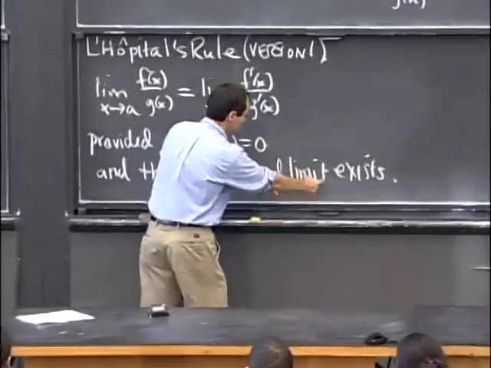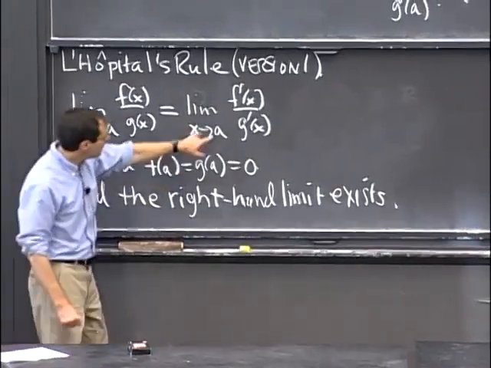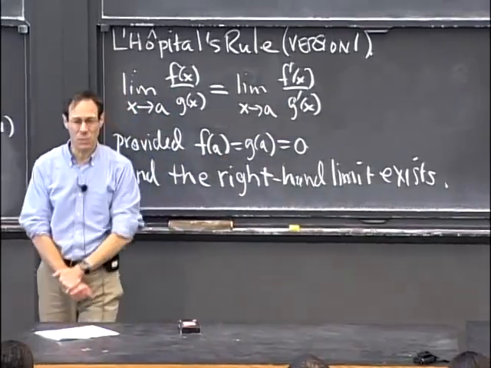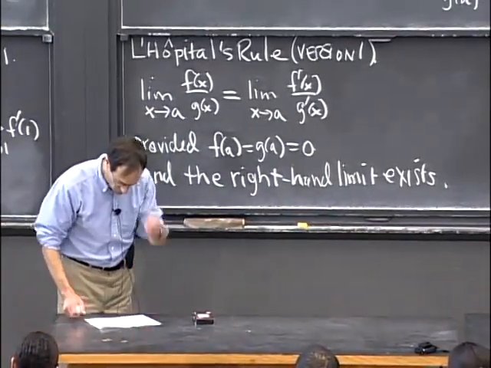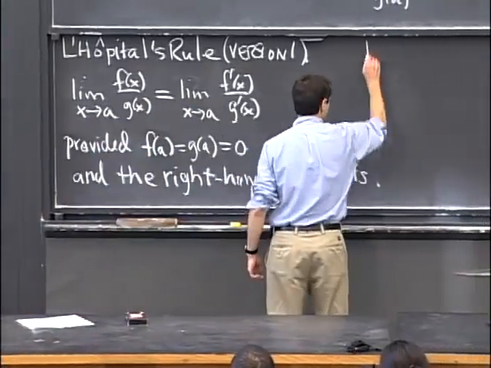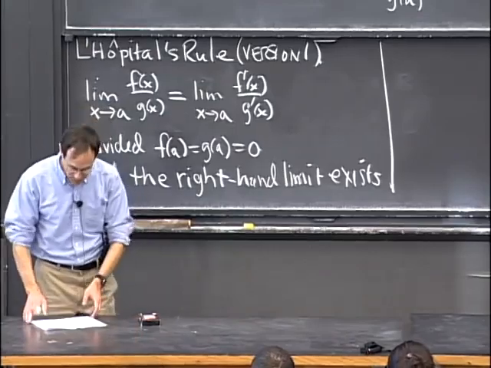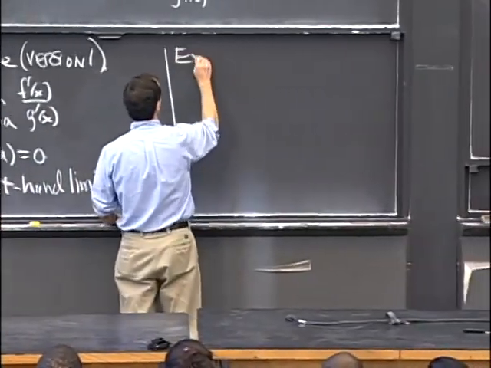It works if this limit makes sense and this limit exists. Now notice I didn't claim that the denominator had to be non-zero. So that's what's going to help us a little bit in a few examples. Let me give you a couple examples, and then we'll go further. This is only version 1, but first we have to understand how this one works. So here's another example.